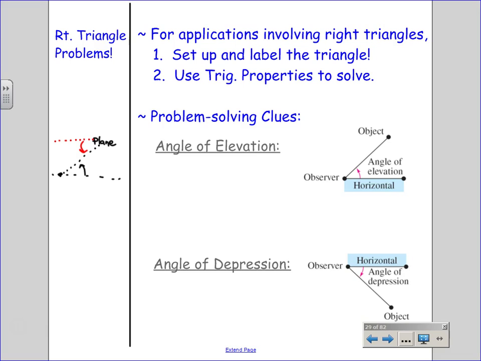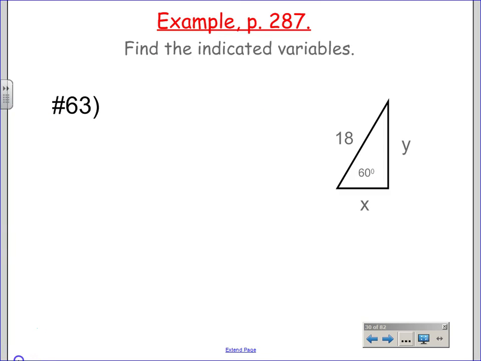Now, every now and then, the angle of depression and the angle of elevation will be congruent. Oh my goodness, parallel lines, alternate interior angles. Anyway, sorry, too much geometry. Let's go play with what kinds of problems you might see.